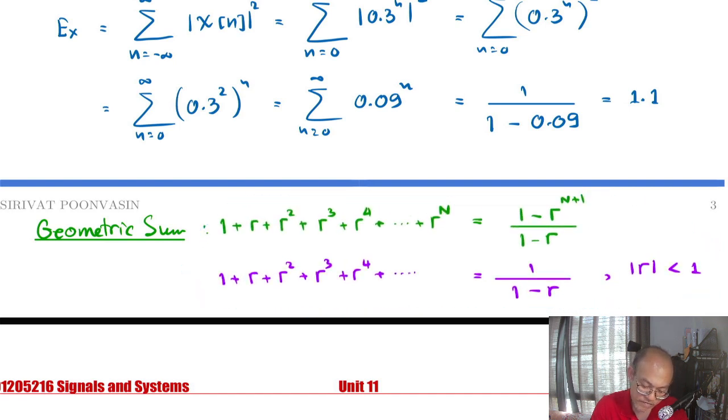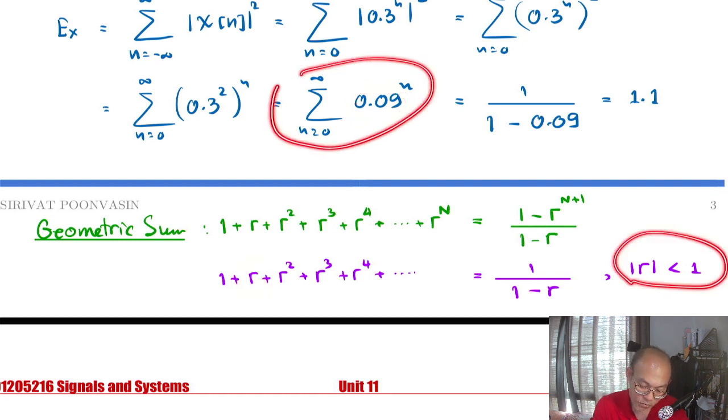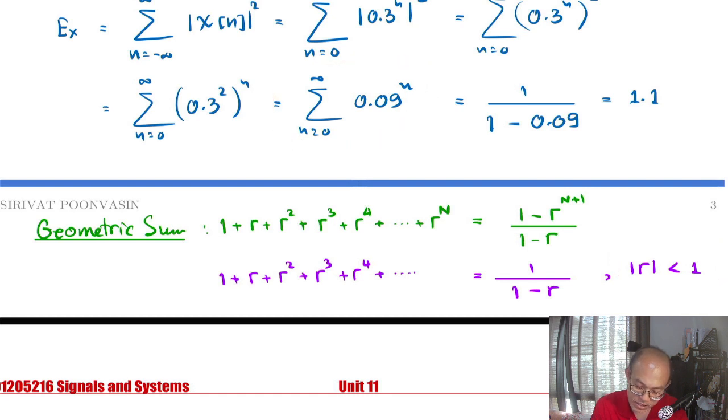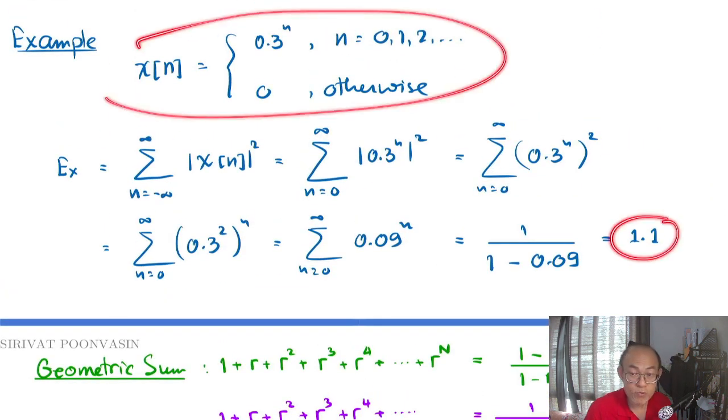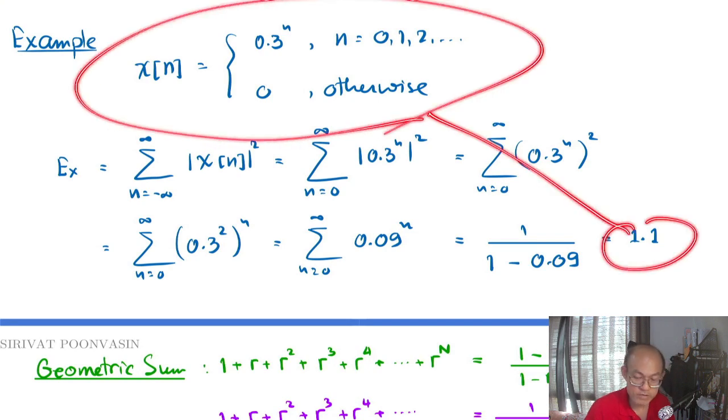Okay, and I use this formula on the summation. You see, this one, r is 0.09. Because 0.09 is less than 1, I know this sum converges, and that convergence is 1 over 1 minus r. After plugging in the values using my calculator, I found that this value is approximately 1.1. So the energy of this signal is about 1.1. This is the approximate energy of this signal.